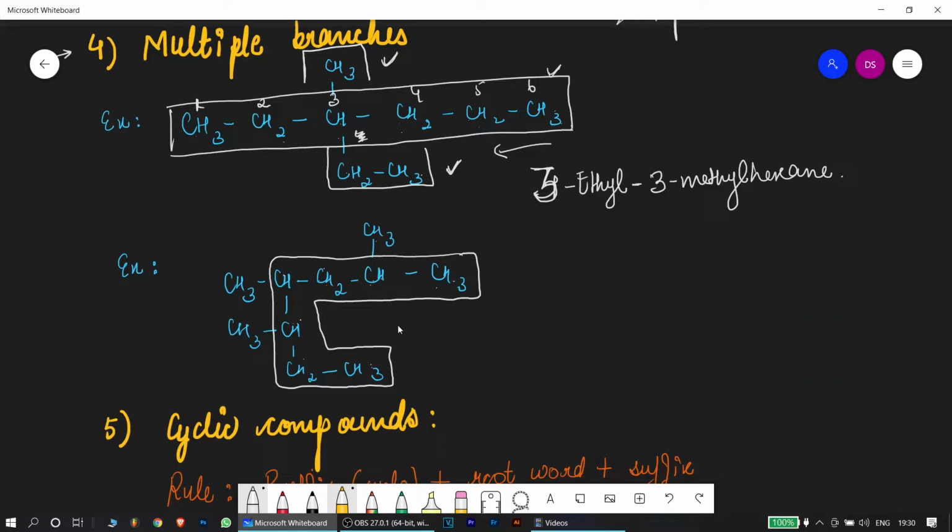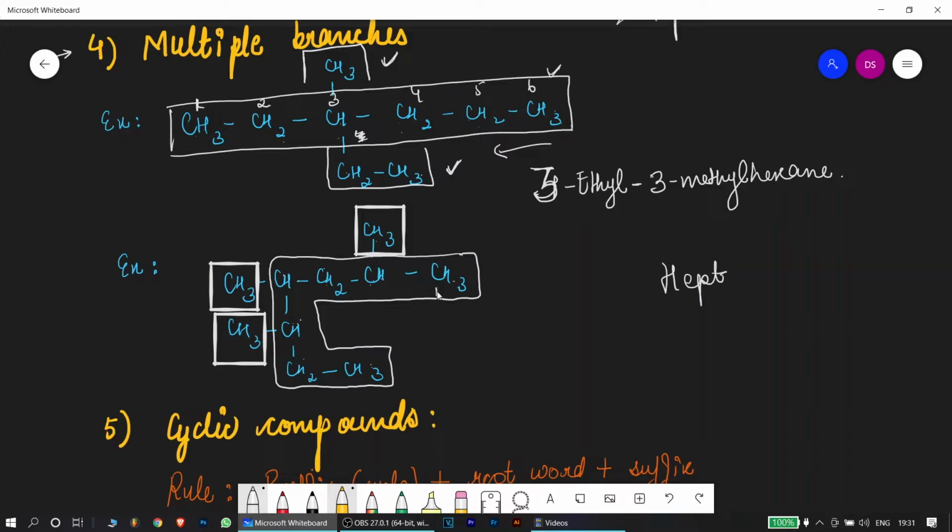Alright, chalo. Now let's just solve this. So 1, 2, 3, 4, 5, 6, 7. 7 carbon stands for hept. Alright, so the root word is hept. Now coming to the branching, there are 3 branches. 1, 2 and 3. And as you can see, all 3 are methyl branches. Now let us just start numbering.